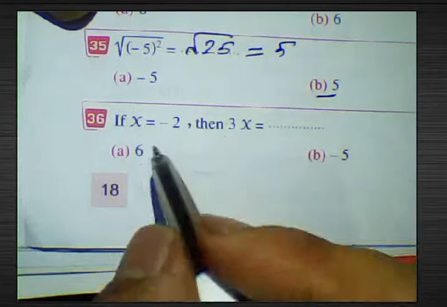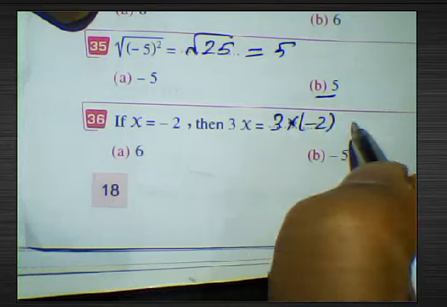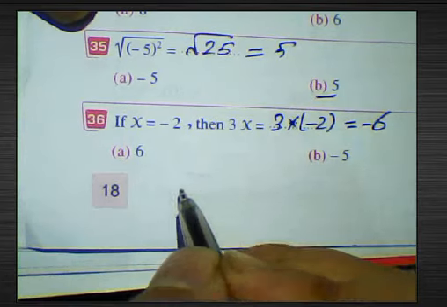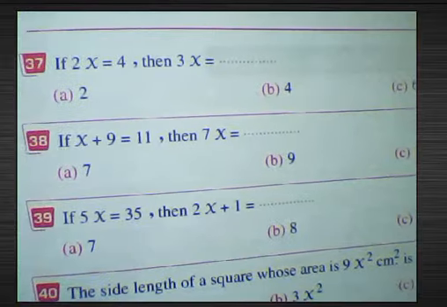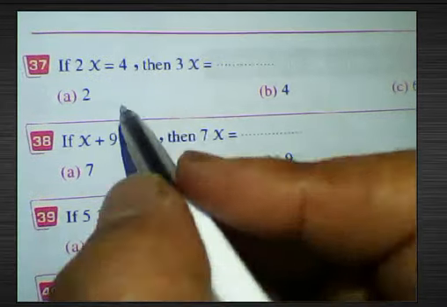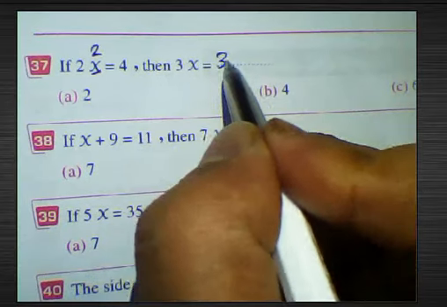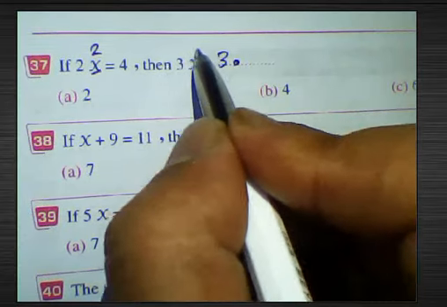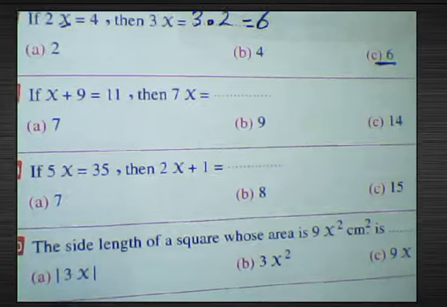If x equals negative 2, then 3 times x equals 3 multiplied by negative 2, which is negative 6. The result will be negative 6, letter D. If 2 times x equals 4, then 3x equals what? We know 2 times 2 equals 4, then x equals 2. So 3 multiplied by 2 equals 6. The result will be 6.